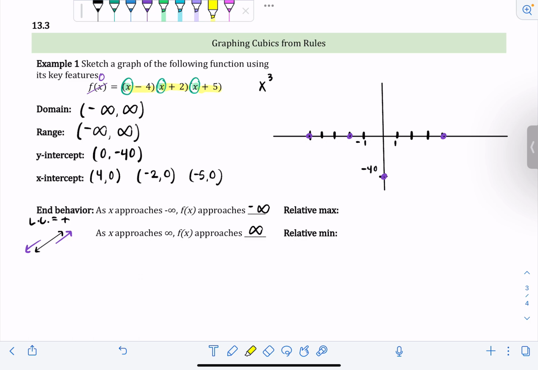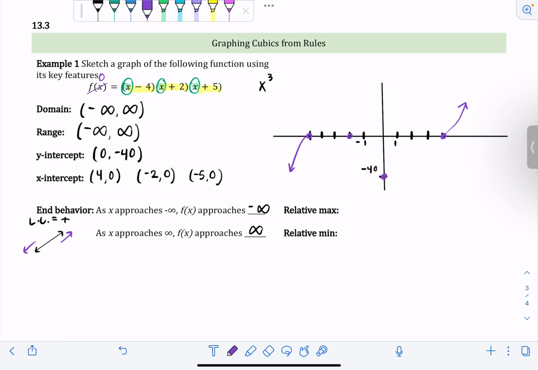Okay, so our end behavior. Based on our little sketch, it's going down and to the left. So from my leftmost point, I'm going to go downward. And then it's going up and to the right. So from my rightmost point, I'm going to go upward. So my end behavior is taken care of now.